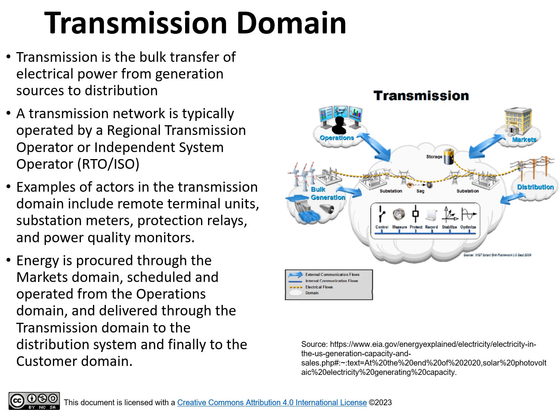Examples of actors in the transmission domain include remote terminal units, substation meters, protection relays, and power quality monitors. Energy is procured through the markets domain, scheduled and operated from the operations domain, delivered through the transmission domain, to the distribution system, and finally to the customer domain.